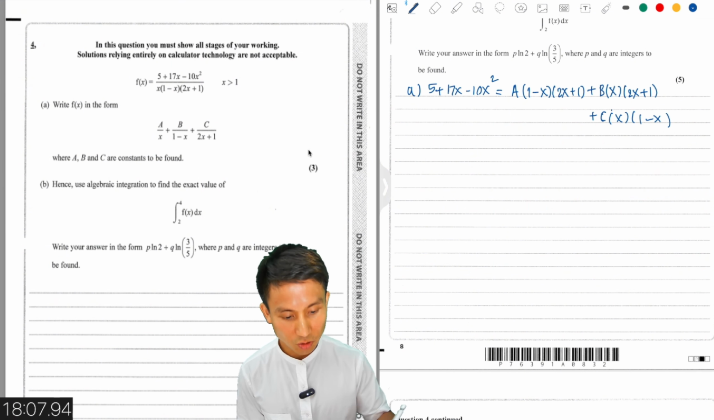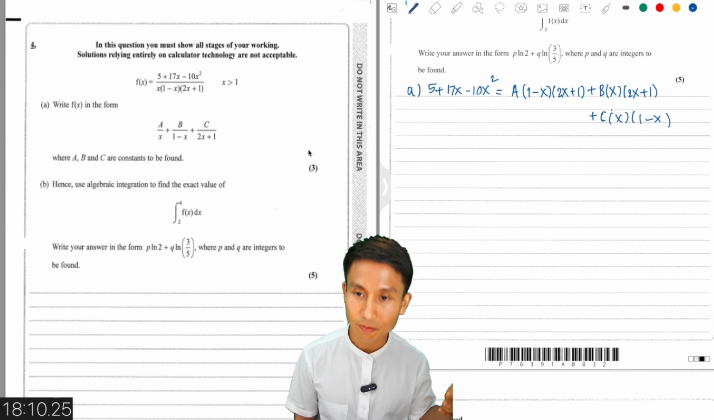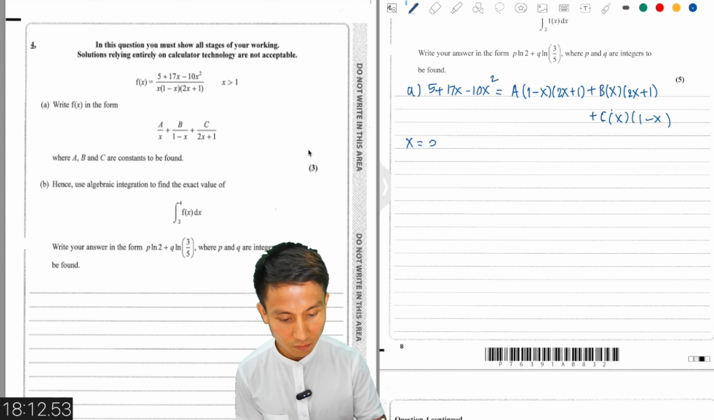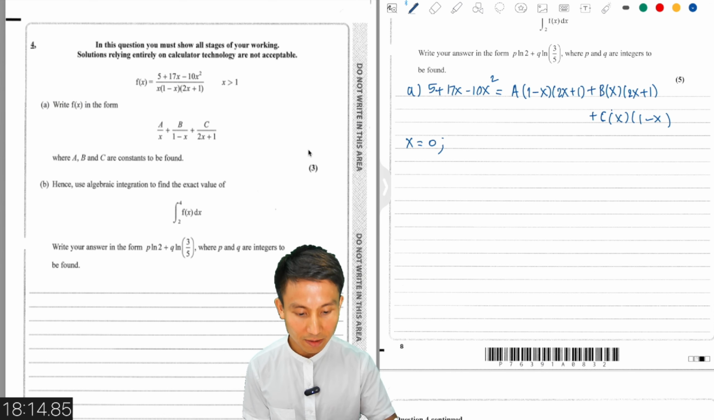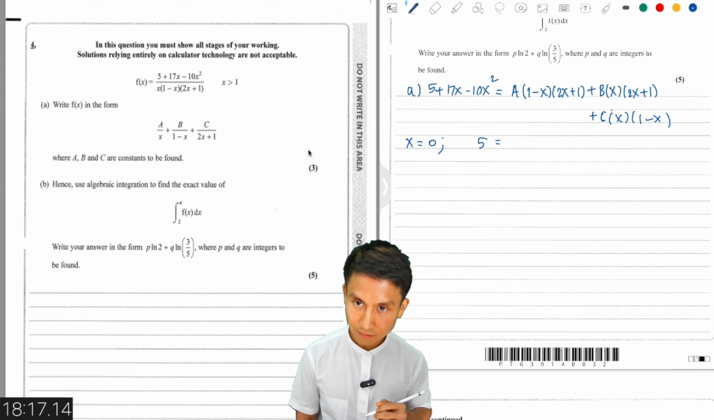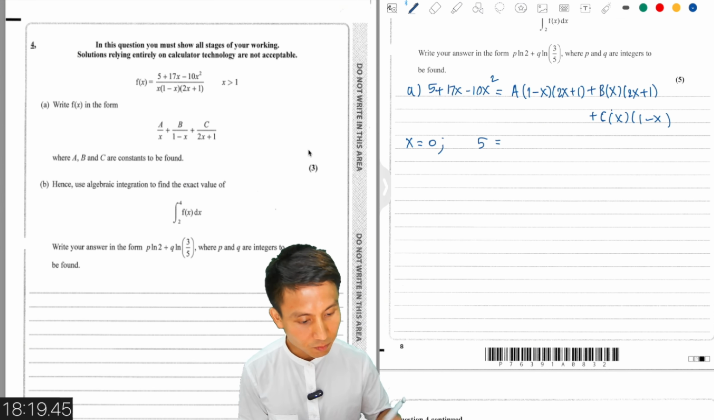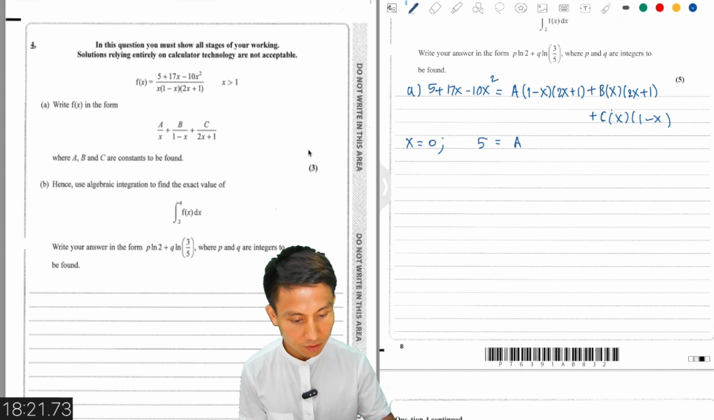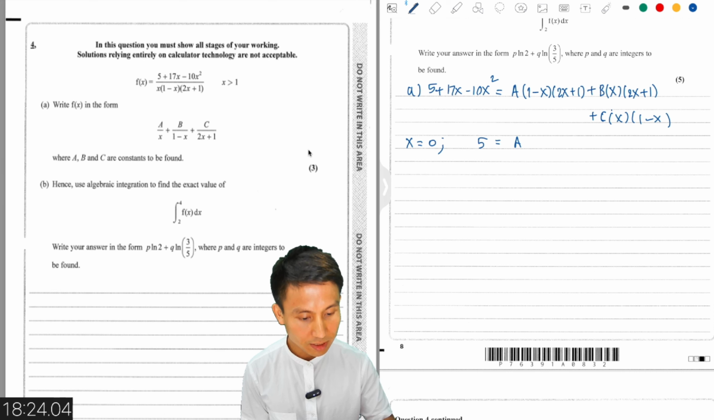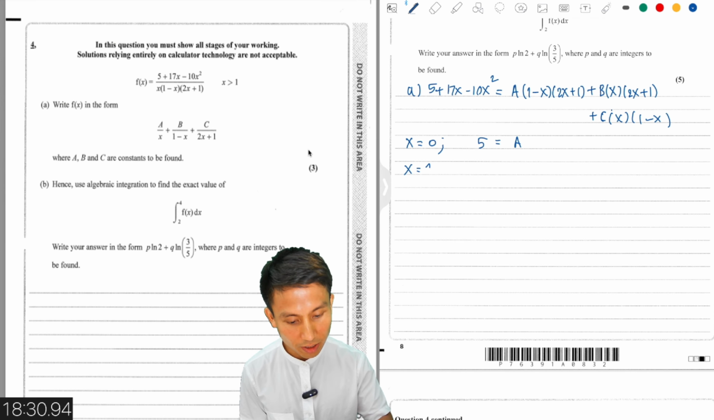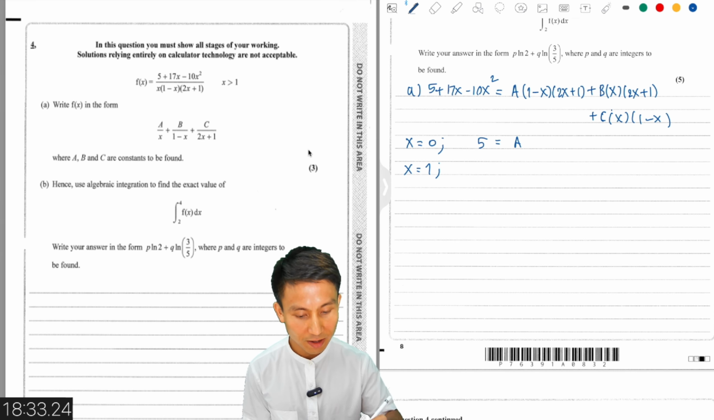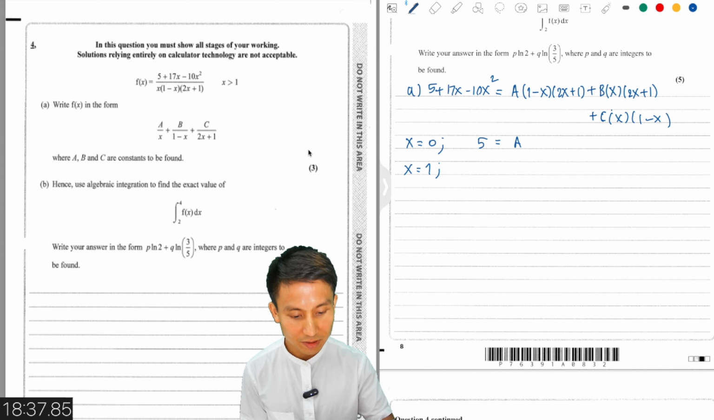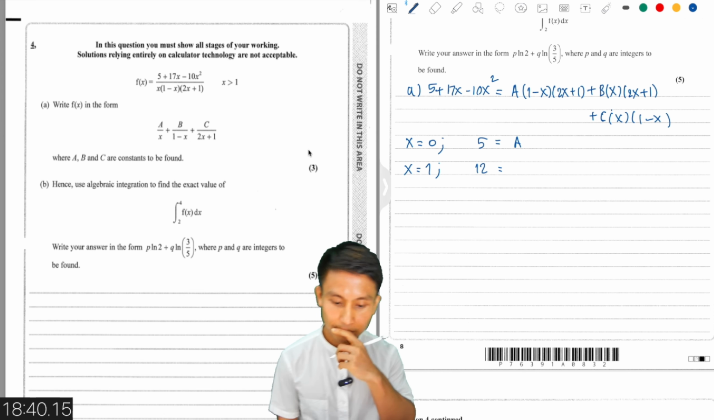Okay, so we substitute all the critical values separately. Let's do 0 first. So with 0 here, we get 5 on the left side, and then we're left with just the A. So it's just 1 times 1 there, so A is 5. And then we sub 1 in, another critical value. So 5 plus 7 is 12, 12 minus 10 is going to be 2.